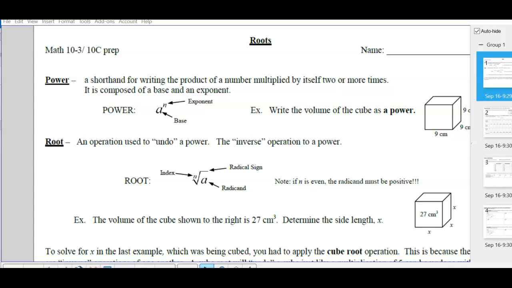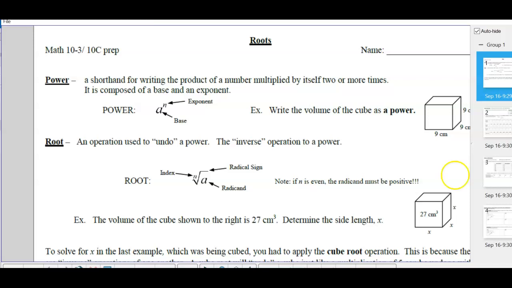Okay, so we're just going to review some of the terminology with regards to powers and roots. So the first part we've already gone through, we've been working on powers. Remember, it's a shorthand for writing the product of a number multiplied by itself two or more times. Composed of a base, that's the big number, and the exponent is the little number up top. Okay, so the exponent tells you how many times you multiply the base together.